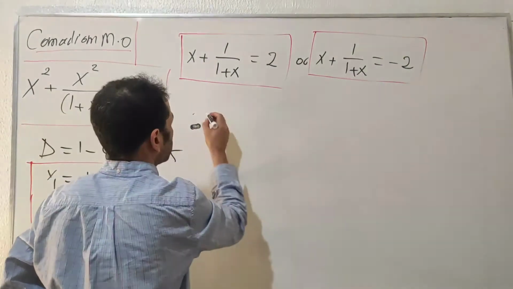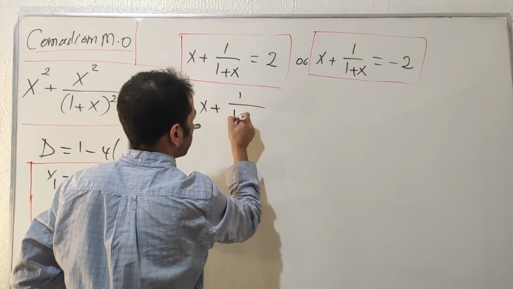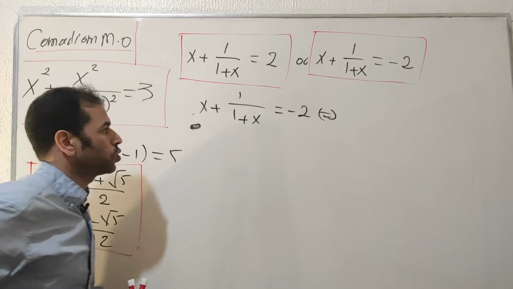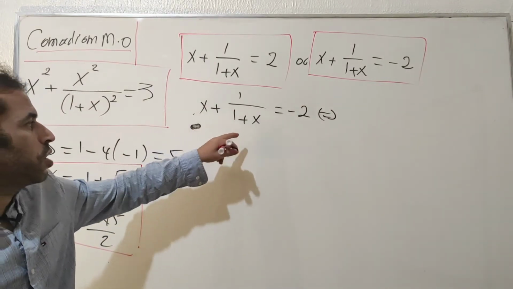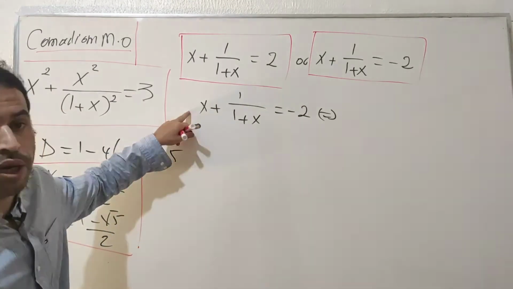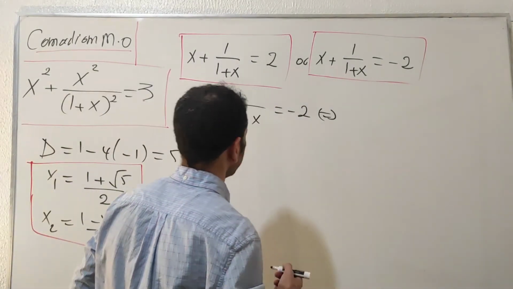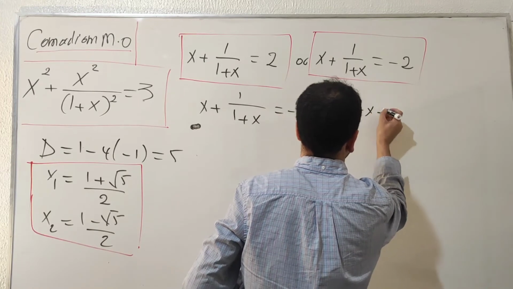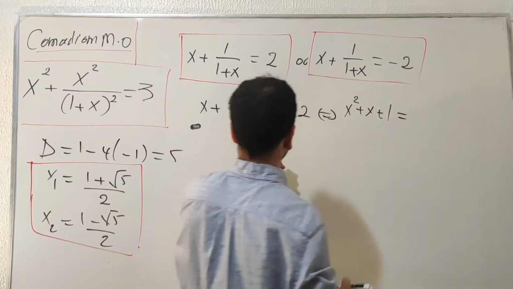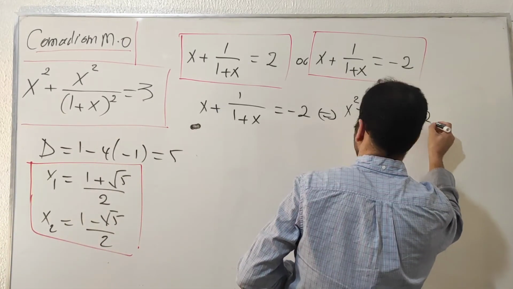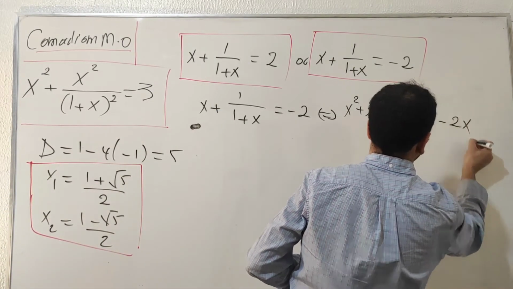So I get the second equation, which is (x plus 1) over (1 plus x), which equals minus 2. Okay, so I'm simply going to make a simplification here, crossing the multiplication. First of all, I'm going to take the 1 plus x as a common factor here for the left side. So I will have x squared plus x plus number 1. Also, crossing the multiplication to the other side, I get minus 2 minus 2x.